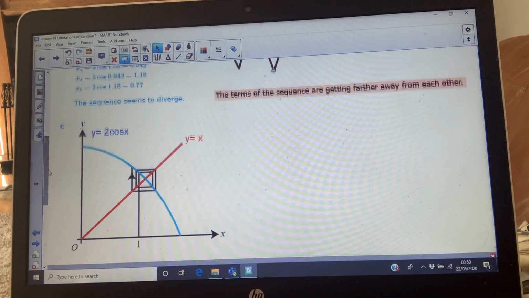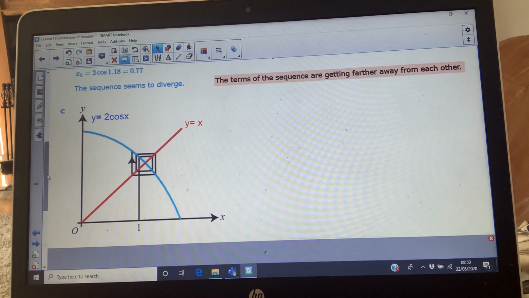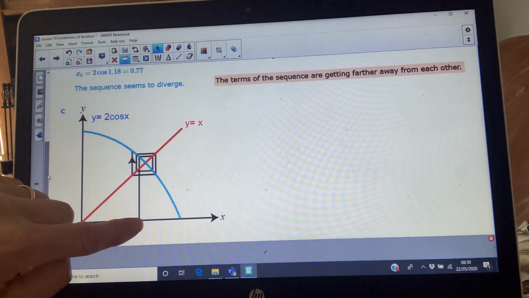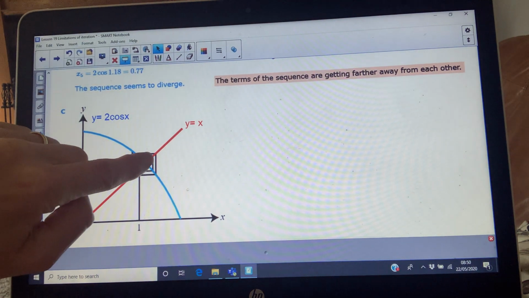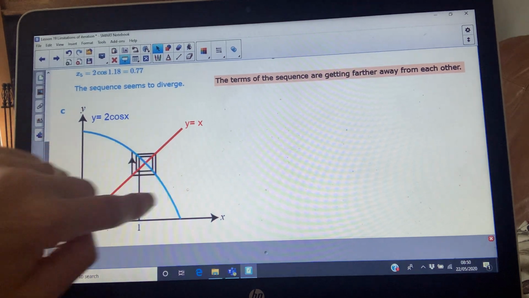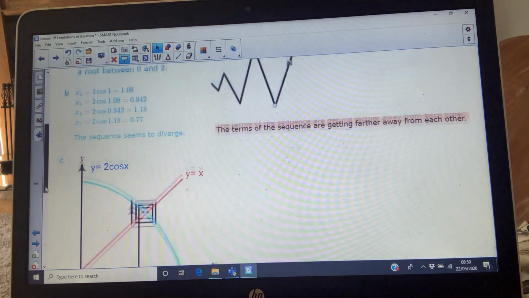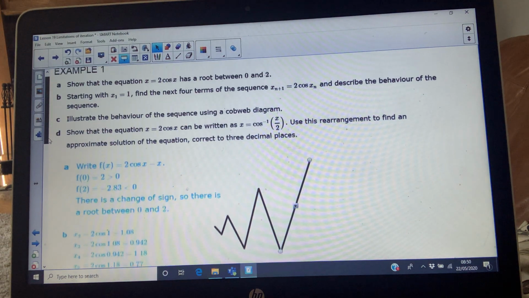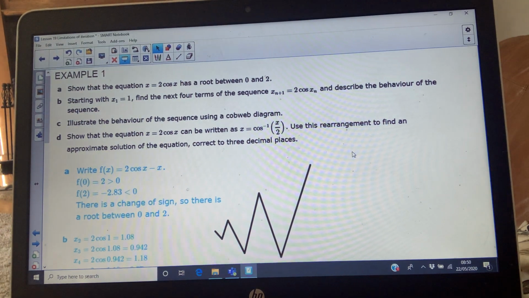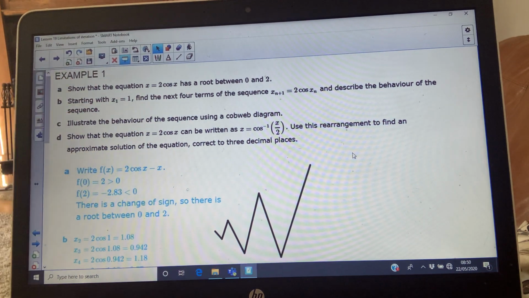Here we have y equals x, y equals 2 cos x. If you start at 1, you can see it's spiralling out. So you can see that that is indeed a cobweb diagram. Right, it's not worked, has it? You don't have a convergent sequence here. It's not converging to a root. So you're going to try another version of this.